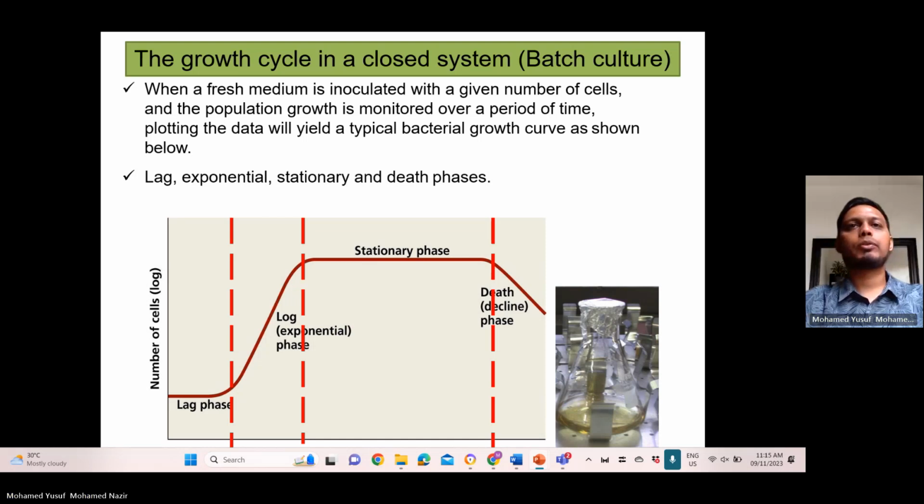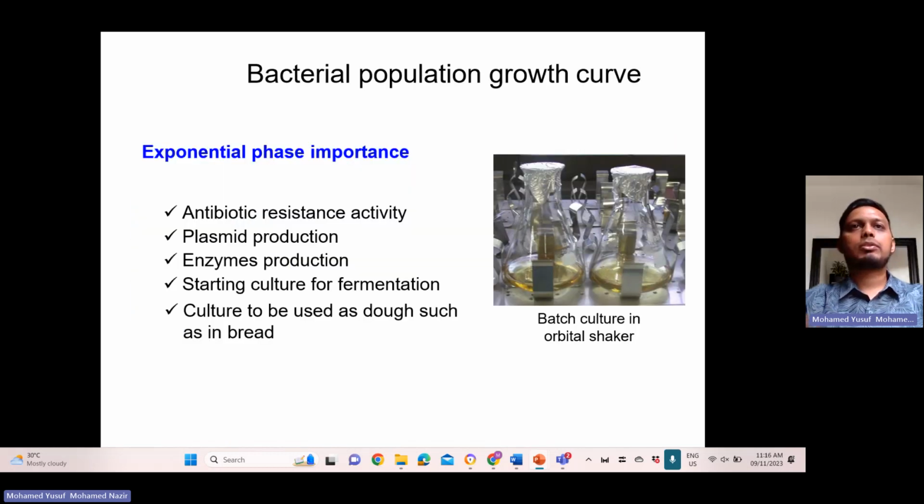You can design your experiment so that you can produce the desired metabolite according to the different phases. So for example, these are some of the important metabolites that are produced during the exponential phase. At this phase, some microbes can produce antibiotic resistant activity, which is very important for plasmid production, enzyme production, and it is also used as the starting culture of the fermentation.